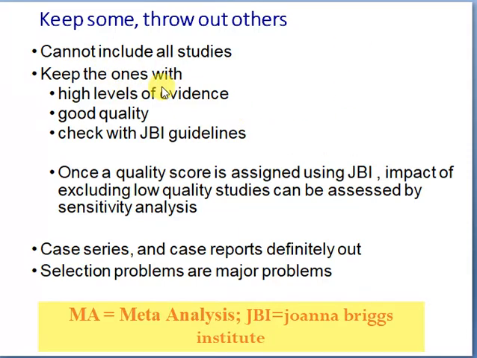Then we have to keep the ones we want, depending on the level of evidence and quality, whether it's good quality, by checking using JBI, the Joanna Briggs Institute guidelines, checklist or criteria. Once a quality score is assigned using JBI, the impact of excluding low quality studies can be assessed by sensitivity analysis. Case series and case reports can be discarded, and selection problems are a major problem during meta-analysis.